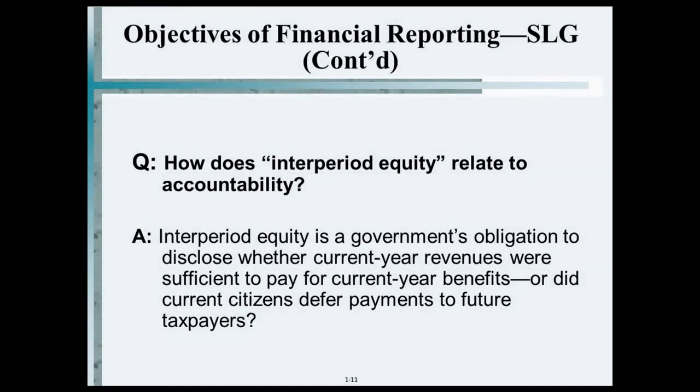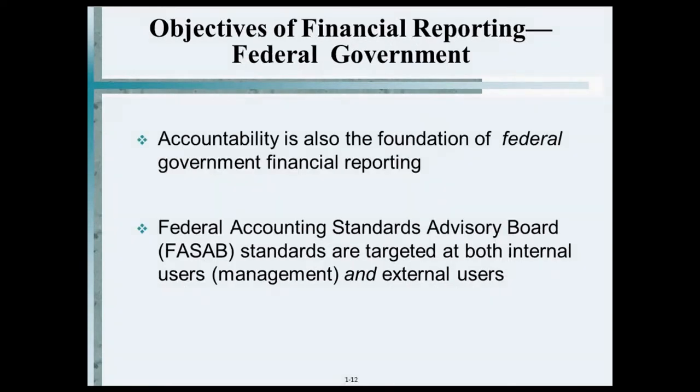It deals with the issue of whether your current revenues can support your current year expenditures. You don't postpone your obligations to future years. That's an important exam topic, right? So make sure you understand the concept of inter-period equity. Again, accountability is also the foundation of federal government financial reporting. Notice, as he said earlier, it's both what? Internal and external.